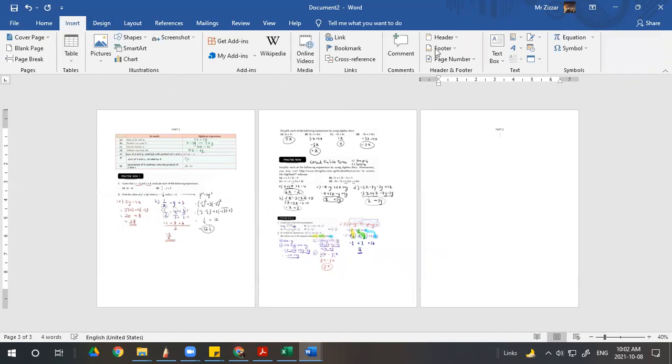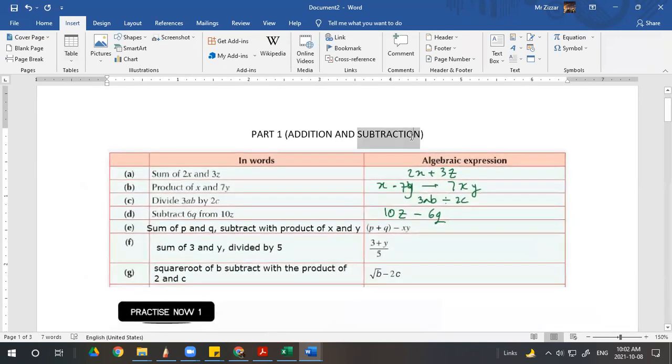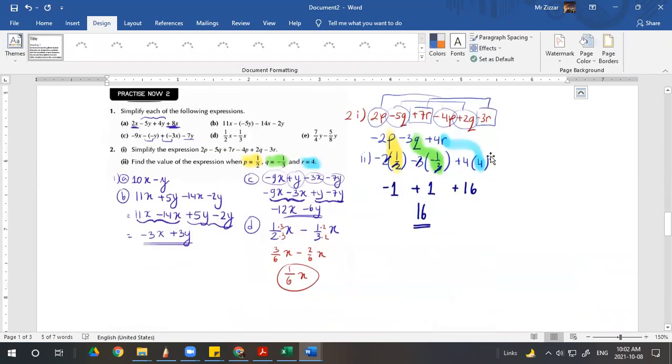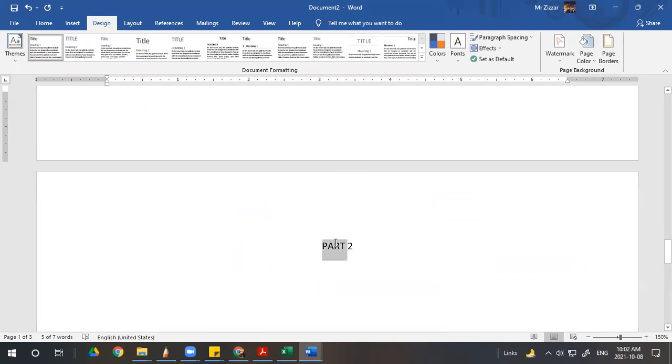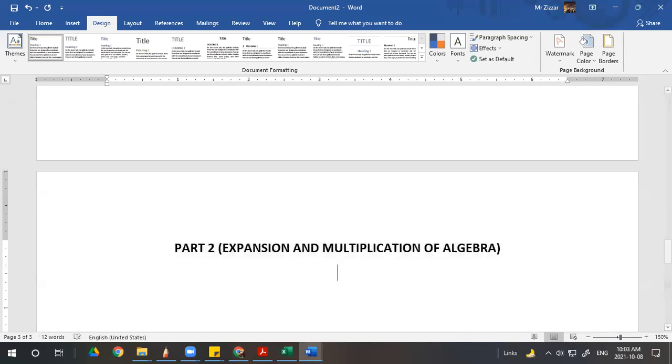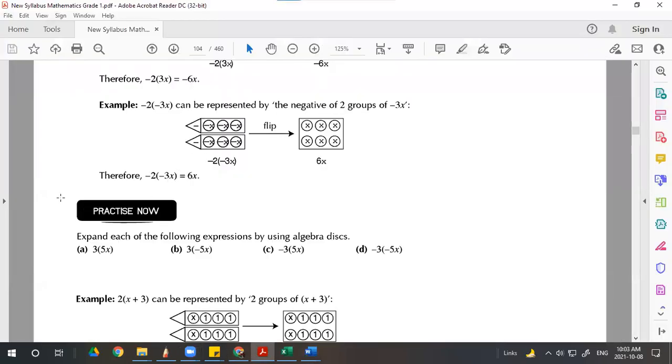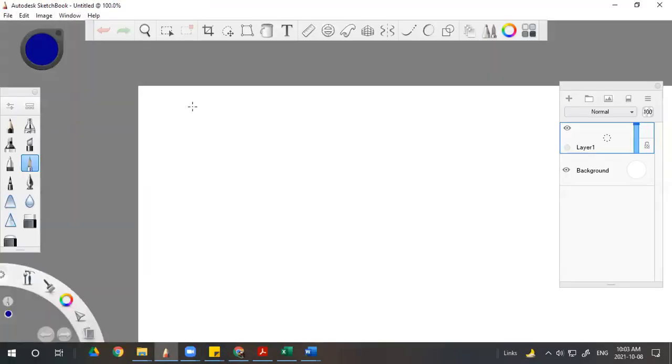Ya. So part 2 is multiplication. Part 1 ini cuman addition and subtraction. Wait, ini agak kecil ya tulisannya ya. Gini aja, part 1, addition and subtraction of algebra. Part 2, expansion. Ya. Oke, let's try. Part 2, kita lihat dari practice now-nya. Let's try to do the practice now. This is the first practice now on part 2. Let's try. Kita lihat pelan-pelan.